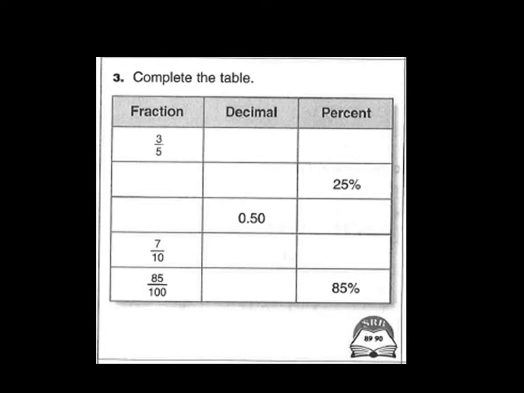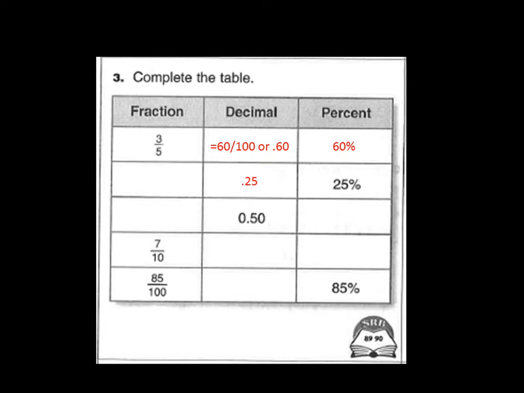Okay, so I'm going to try to make a fraction into a decimal. I made 3 over 5 into 60 out of 100, or 0.60. And I made it 60%. And now I have the decimal, but I don't have the fraction.